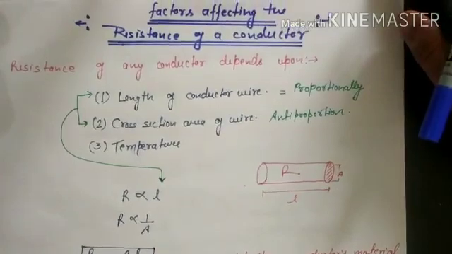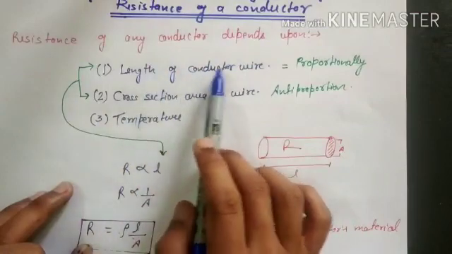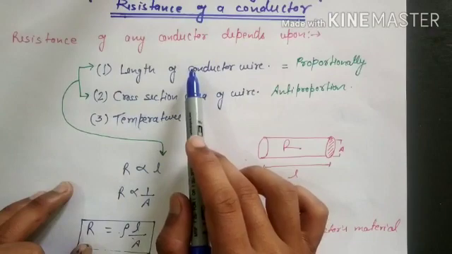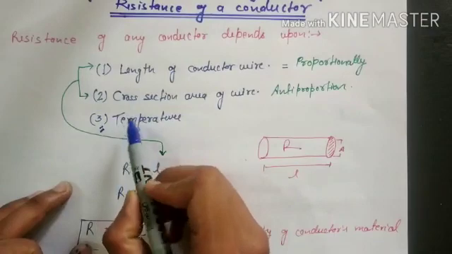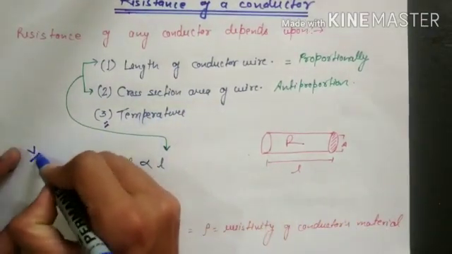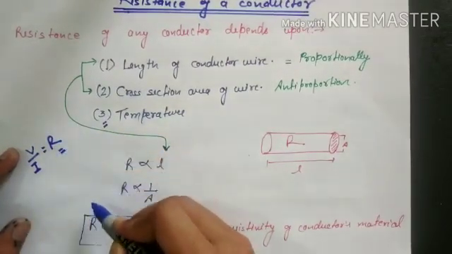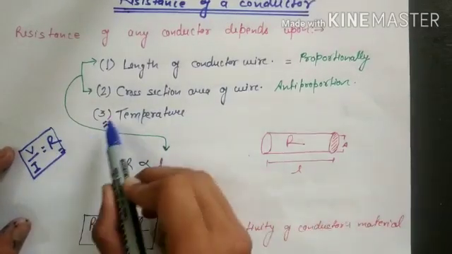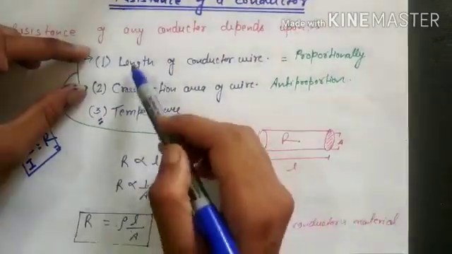The next topic is the factors affecting the resistance of any conductor. Resistance of any conductor depends upon the length of the conductor wire and the cross-sectional area of that wire. So here we have two very important factors: length and cross-sectional area. The third is temperature. The ratio of V and I is always a constant, which is called resistance, but this expression is valid only at a particular temperature. So temperature is another factor on which the resistance of any conductor depends.